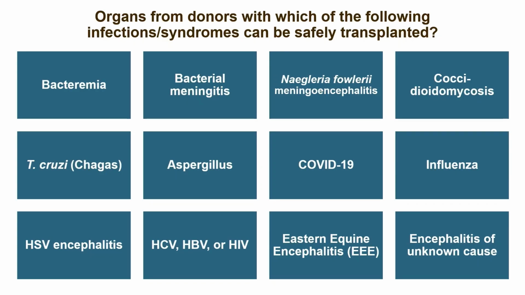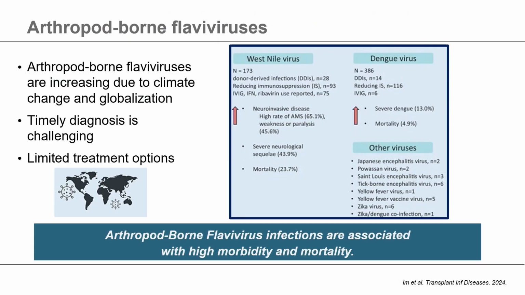And I would propose that all of these, with the exception of triple E and encephalitis of unknown cause, which gives me the biggest concern, because we don't know what it is, and therefore we can't treat the donor or the recipient correctly. Same with triple E. For the other cases, we should be able to, on a case-by-case basis, treat the donor and/or treat the recipient to be able to mitigate these risks.